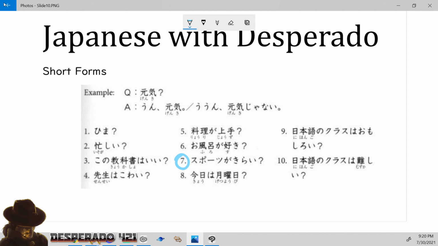So let's do number 7 here. That's katakana. Supatsu? Close. Supotsu. Supotsu ga kirai. Do you hate sports? Oh, sports. I didn't even think about sports. I was thinking something else. So, ski is a na adjective. Kirai is also a na adjective. Kirai janai. Very good. Fantastic.